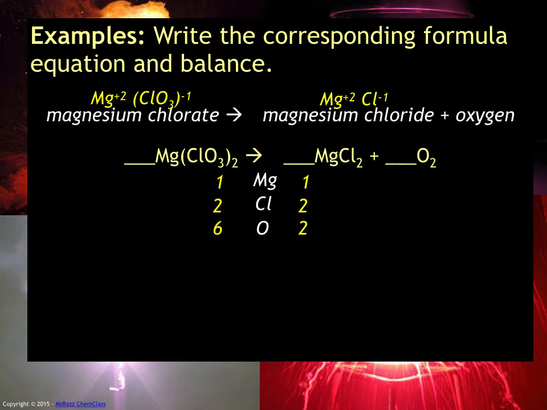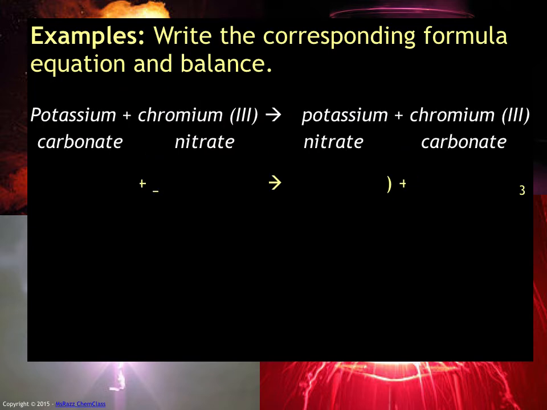We will start at the first one that is not even, so that's the oxygens. If I put a coefficient of 3 in front of this oxygen, now I can update my total to 6, and that equation's balanced, so that one is done. Let's look at another example. We have potassium carbonate and chromium 3 nitrate yielding potassium nitrate and chromium 3 carbonate.